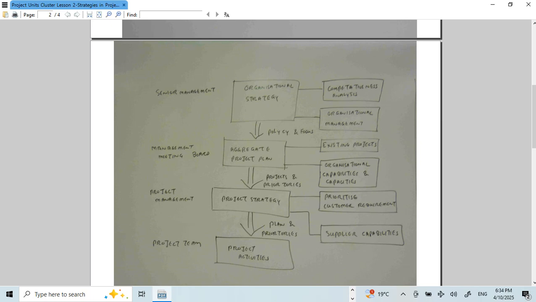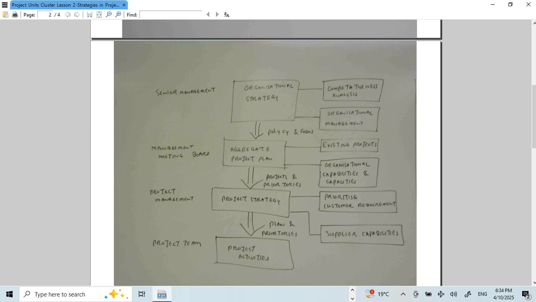The raw plan is a plan at the management meeting board. They meet at the management meeting board and plan the project. The project can be an engineering project or another type of project. Because the organization is working on other projects, whether the new project can be done or not has to be considered. And the organizational capabilities and capacity are also taken into account.